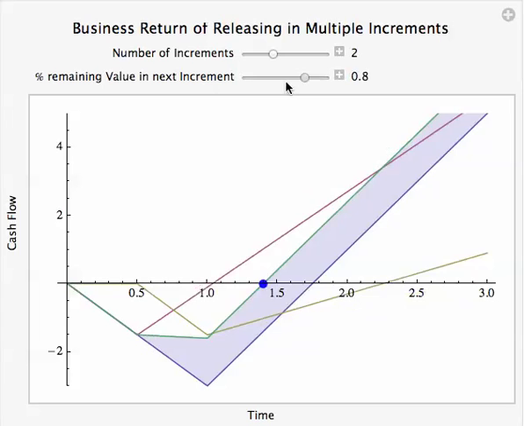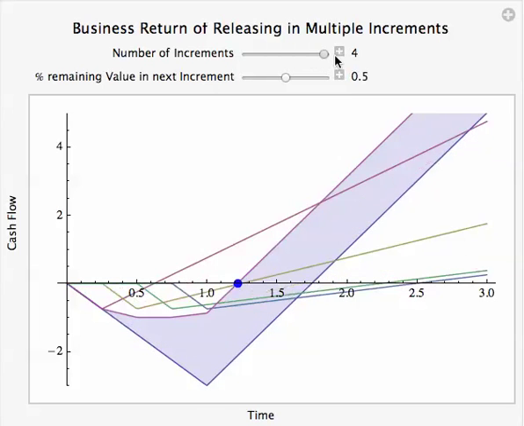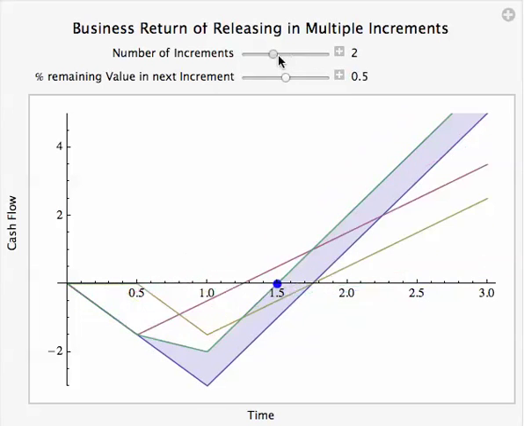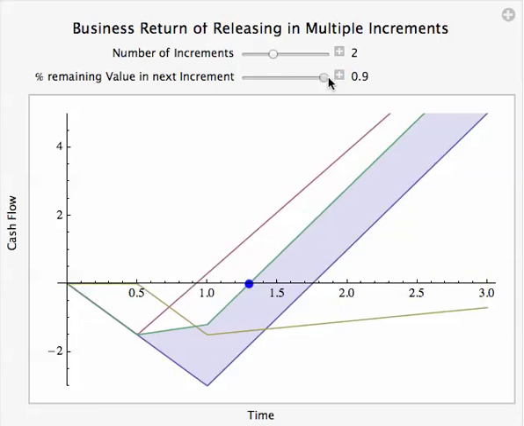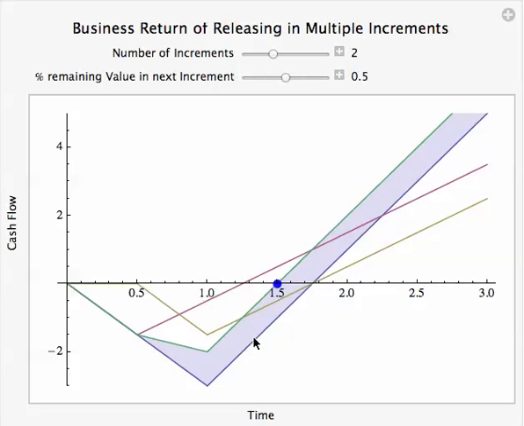So in summary, both releasing in multiple increments and or increasing the value of early increments improves the business returns compared to the baseline in 3 ways. We reduce the break-even point, we reduce the net investment, and we increase our net returns.